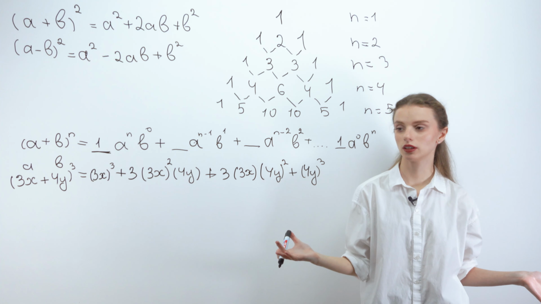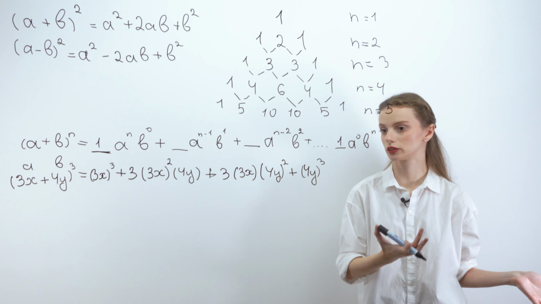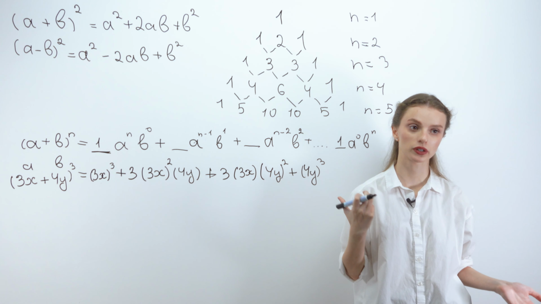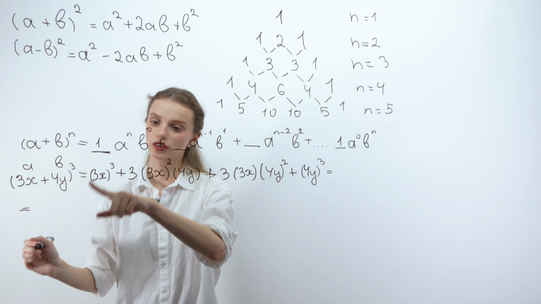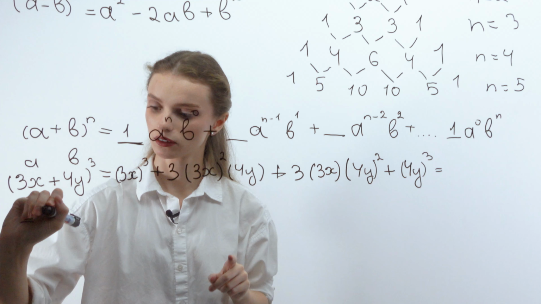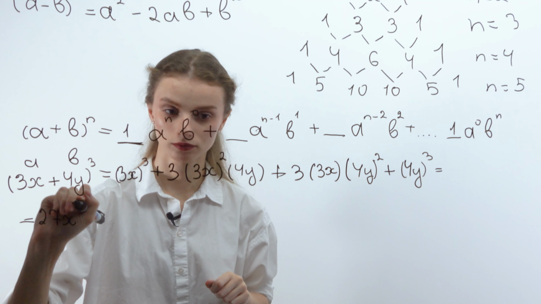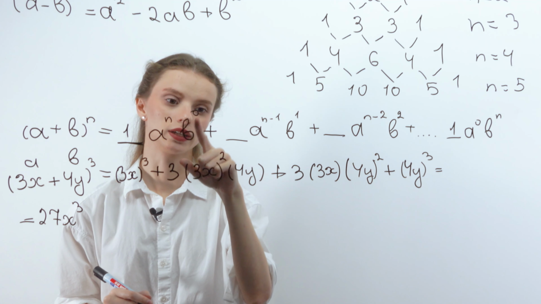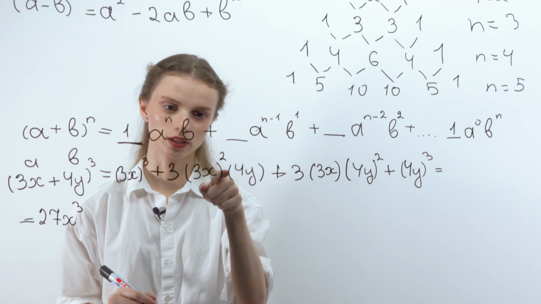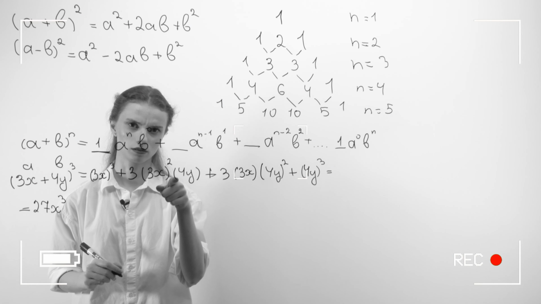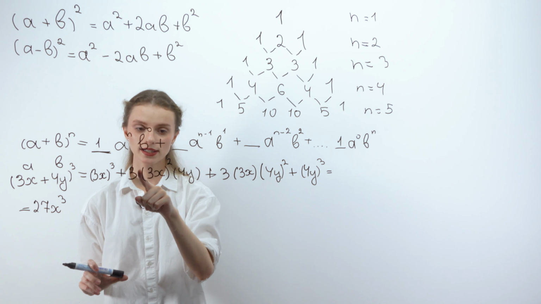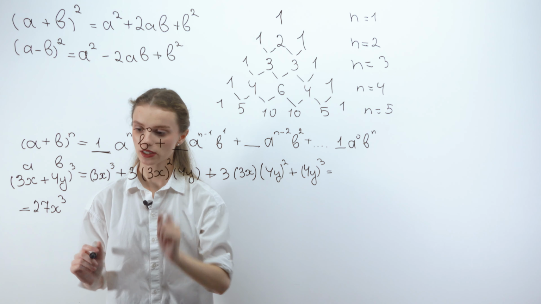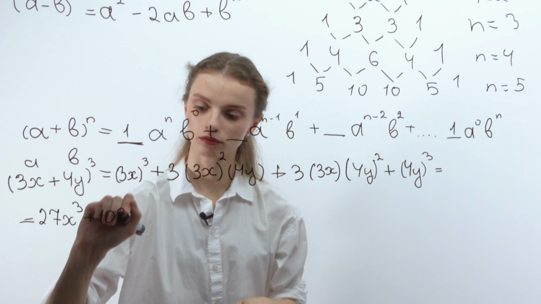This is pretty much it. Now the hardest part, we're just going to have to raise everything to the power and multiply. 3 to the third power is 27, 27x cubed. Okay, then I have 3 to the second power times 3, so again 27. 27 plus 4 is 103? Yeah? No. So 27 times 4 is 108, x squared, y.